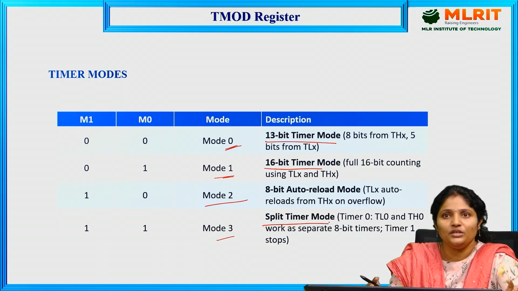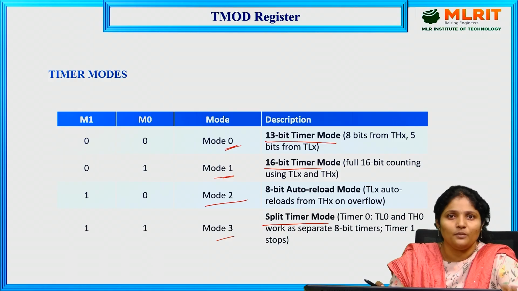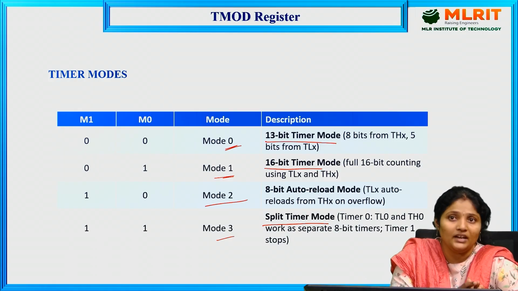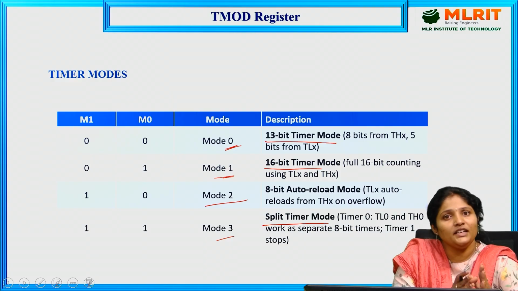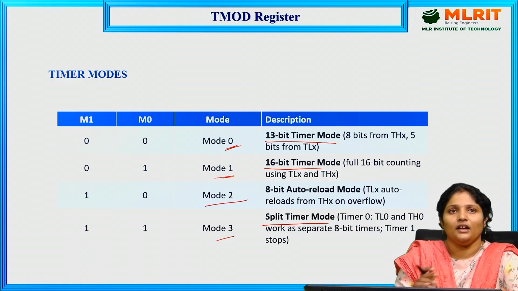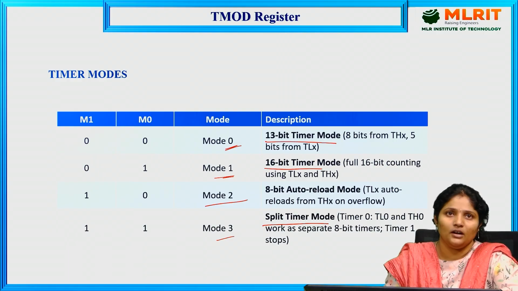Only timer 0 will be used here, not timer 1. Timer 1 stops, and TL0 of timer 0 will be used as a separate 8-bit timer, and TH0 will be used as another separate 8-bit timer, right? Yeah, this is how we will be using these modes.